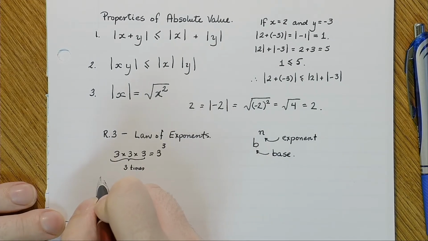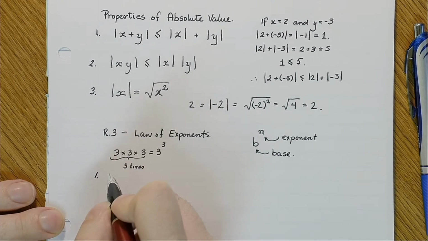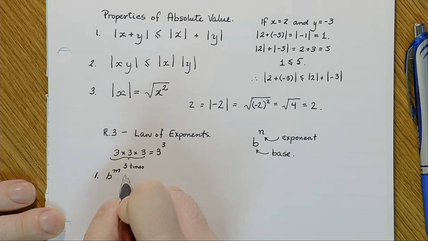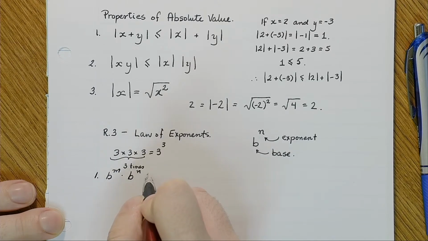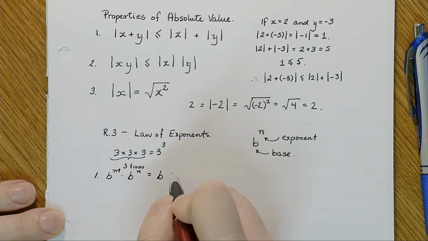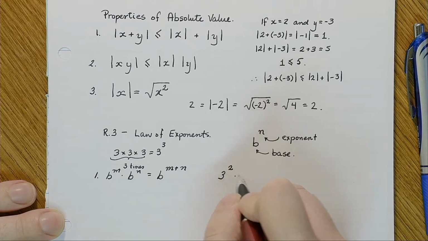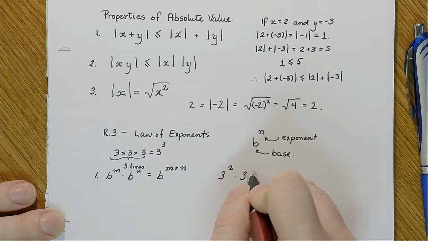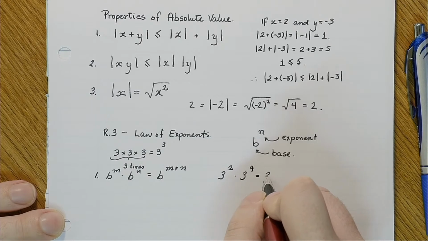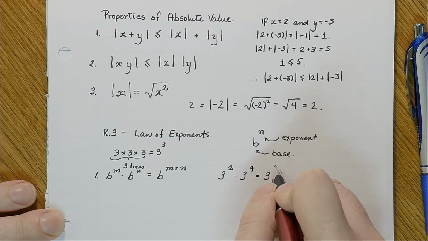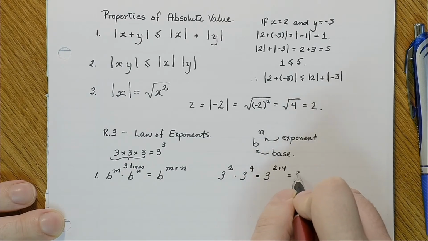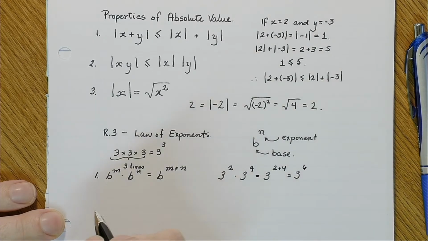And we have the rules that are listed in the textbook as well. So we have, if I have b to the m times b to the n, that's equal to b to the m plus n. So again, that would be something like 3 squared times 3 to the 4th. That's equal to 3 to the 2 plus 4, which is 3 to the 6th.